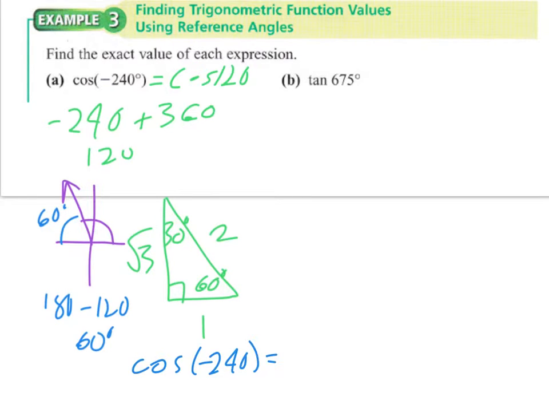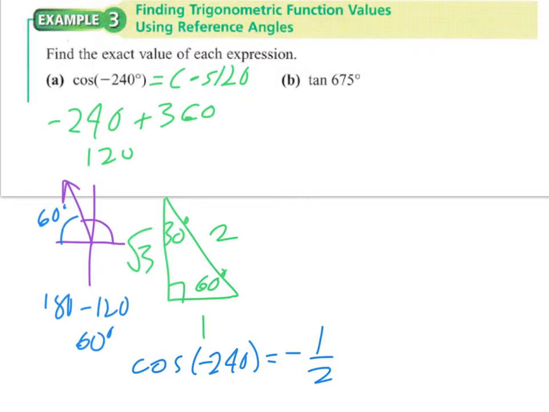It's in the second quadrant. Cosine is based on x, and x is negative in the second quadrant, so cosine of negative 240 would be negative. From there, our reference angle was the 60-degree angle. So we'd be looking at adjacent over hypotenuse, so it's just a negative 1/2 for the cosine of negative 240.